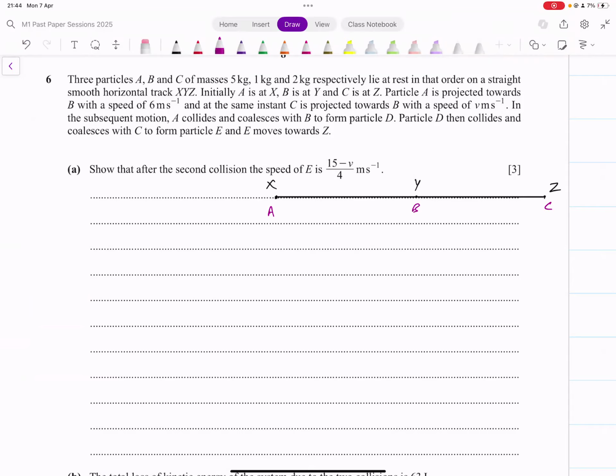A is projected towards B initially. So A is going towards the right side. This is the initial state. A moves to the right at a speed of 6 meters per second. That's the initial thing that happens. At the same instant, C is projected towards B. So C is projected towards B with a speed of V meters per second.